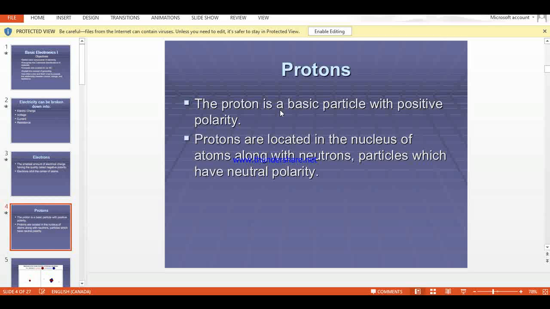Protons. Now, what are protons? We will discuss protons. The proton is a basic particle with positive polarity. Protons are located in the nucleus of atoms along with neutrons, particles which have neutral polarity.